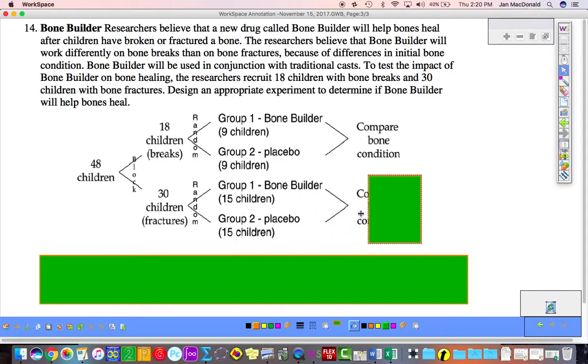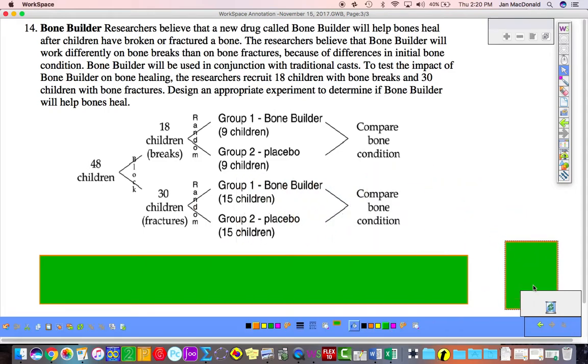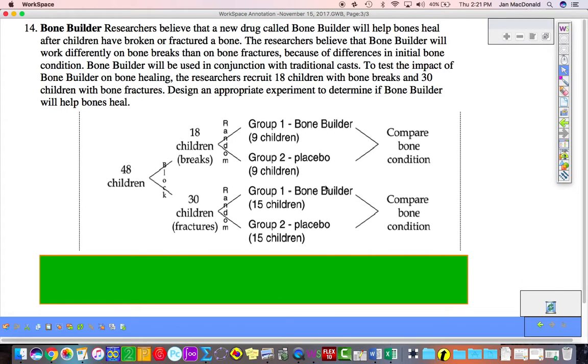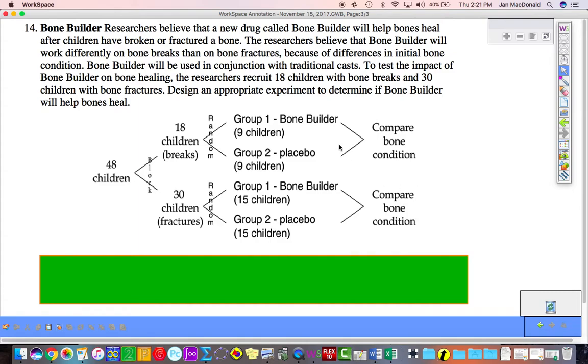Likewise, the 30 children who had fractures will be randomly assigned treatment. So 15 will get the Bone Builder in a cast, and 15 will get the placebo. I have the word cast somewhere here, but I lost it. So this should say Bone Builder and cast, placebo and a cast. And again, we're going to compare the bone condition amongst these 30 children with fractures. So this would be designing an appropriate experiment.